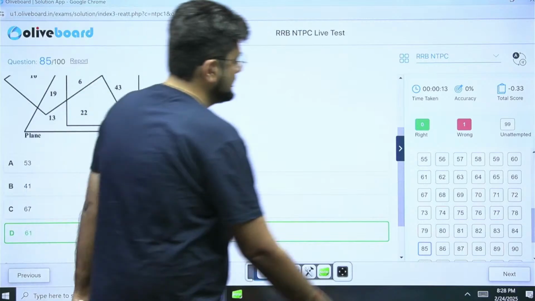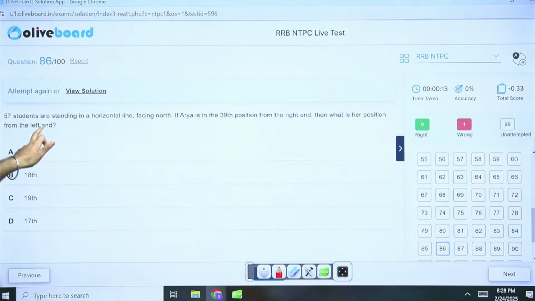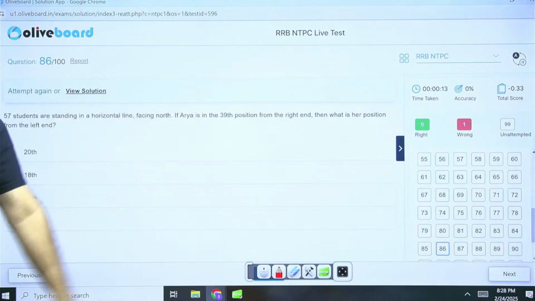86. 57 students are standing in a horizontal line facing north. Arya is 39th from the right end. What is the position from the left? Nothing much you have to do. 58. Increase this by 1 and subtract 39 from it.